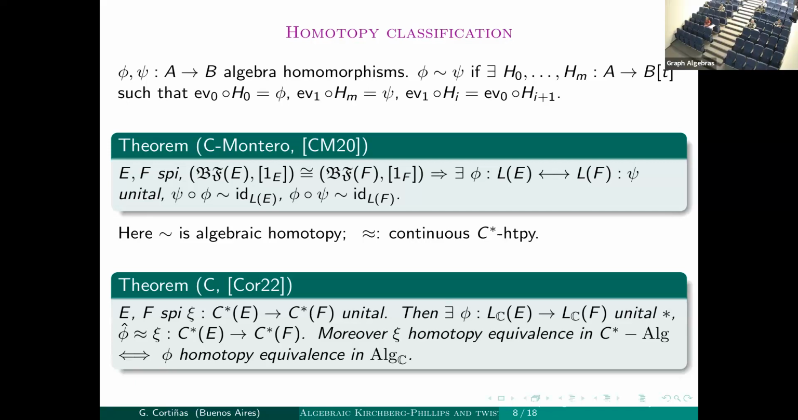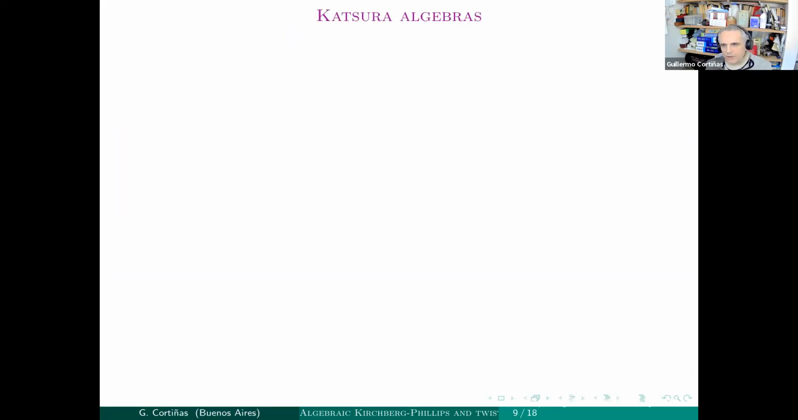Okay, so this is all I have about the particular case of the Kirchberg-Phillips problem that pertains to Leavitt path algebras. Now, what about more general algebras? Because you see, okay, so let's examine the situation. So here we have a finite graph E. And so, okay, I go to Katsura algebras.